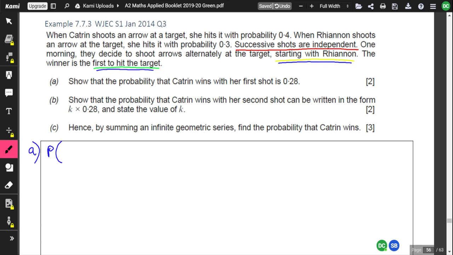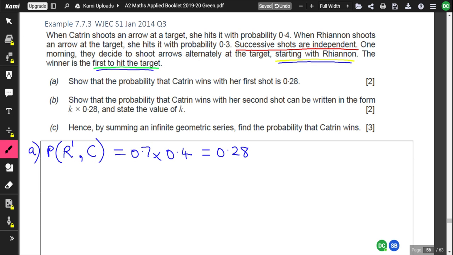So for part A, we're looking for Rhiannon to miss, which I'm going to use R dash, or R complement, to represent, and then C to represent C hits. So the chance of R missing, or Rhiannon missing, is 0.7. The chance of Katrin hitting is 0.4, so we get 0.28. It was to show that, and that's where it comes from.